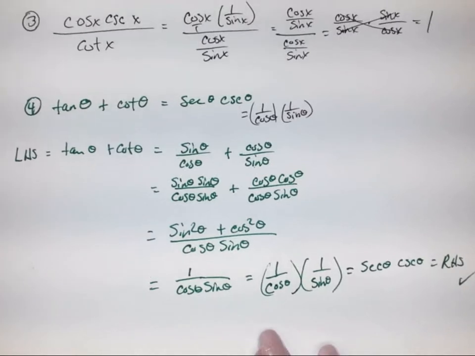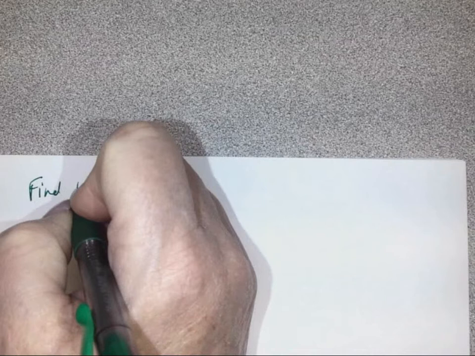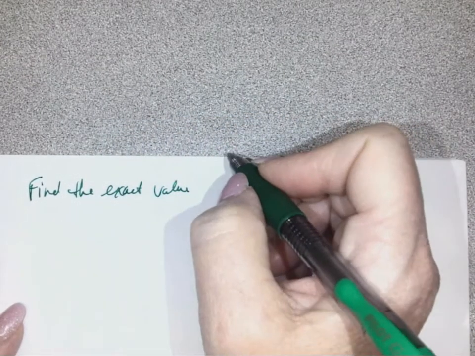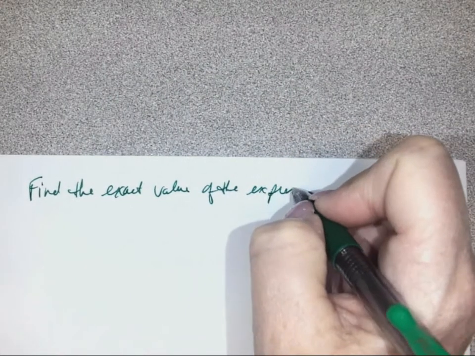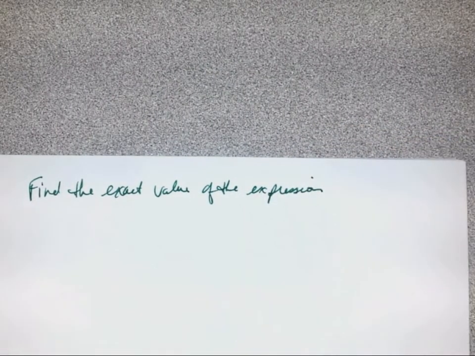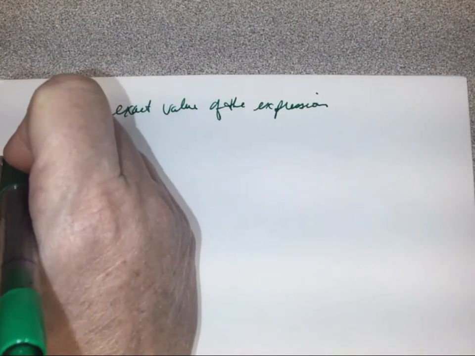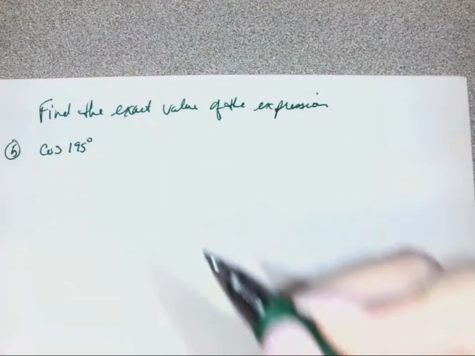All right, so the next problem that we are going to look at is finding the exact value of the expression. So we're going to be using our addition, subtraction, half-angle formulas, whatever we need to use. So for number 5, we have the cosine of 195 degrees.